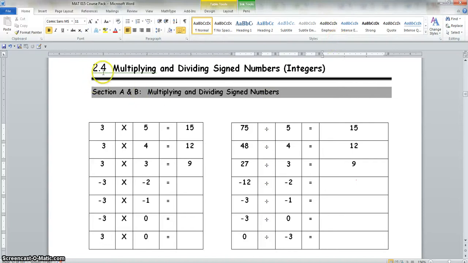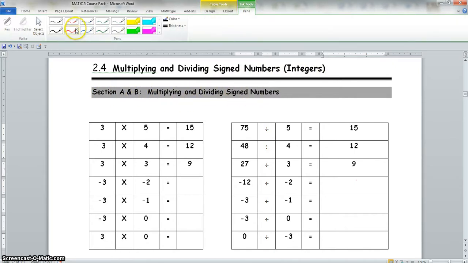Okay, class, we're about to start on section 2.4, multiplying and dividing signed numbers or integers. We have sections A and B, multiplying and dividing signed numbers. Now, we come down here to these problems. We have positive 3 times positive 5, which is 15, positive 3 times positive 4, which is 12, and positive 3 times positive 3, which is 9.